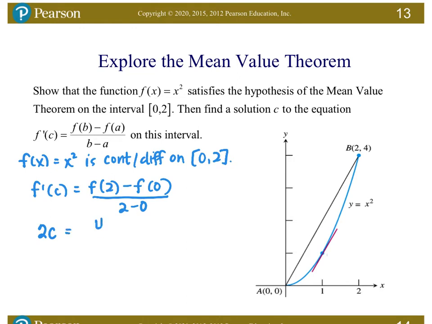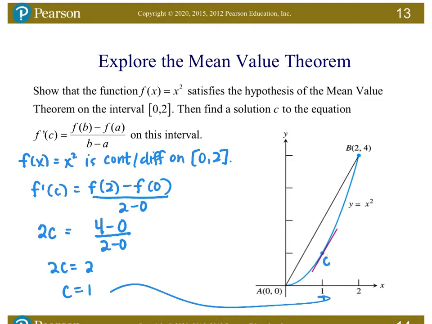f of 2 is 4, minus f of 0 is 0, over 2 minus 0. So that gives me 2c equals 2, so c is 1. Okay, that matches up here with c to be 1.